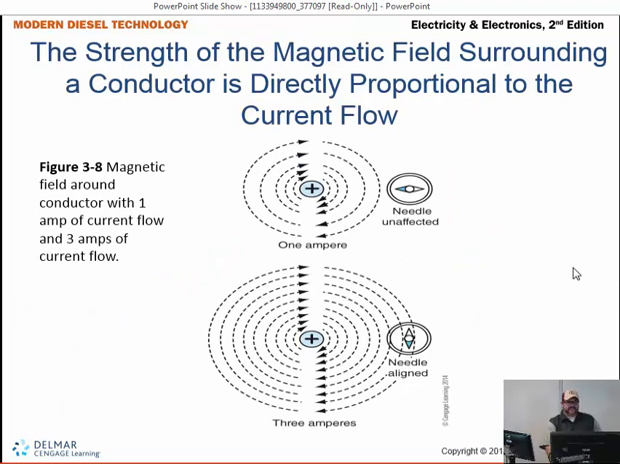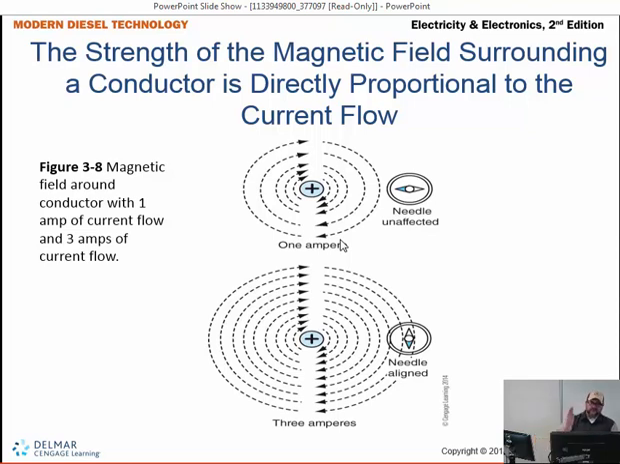All right, strength of a magnetic field surrounding a conductor is directly proportional to the current flow. So let's talk about this. So right here at the top, we have a 1 ampere current flow going through a wire, and when we take our compass and we put it next to the wire, it does nothing. There's not enough attraction to make it do anything. It's not enough to attract the needle. We haven't created a strong enough force.